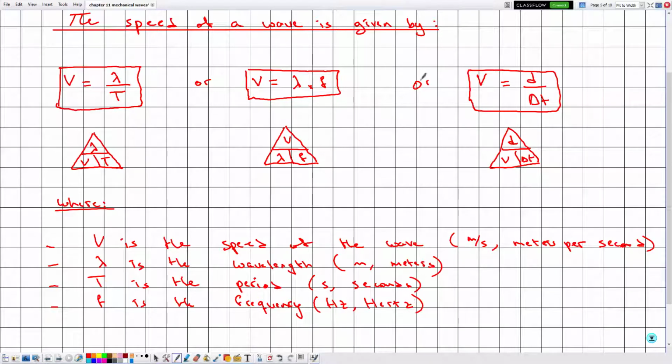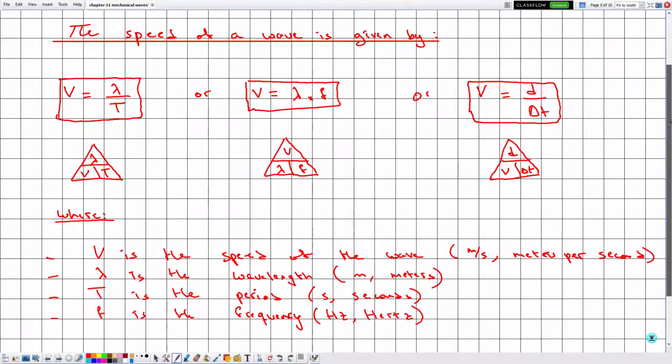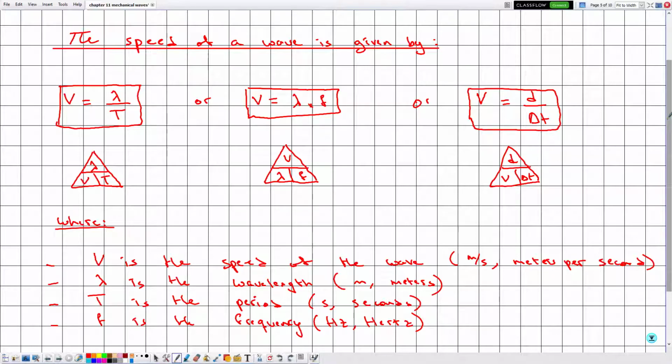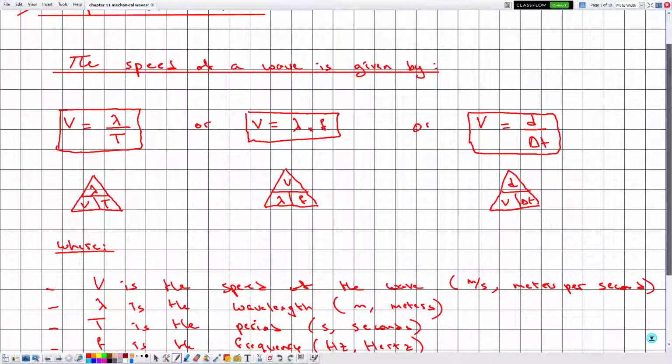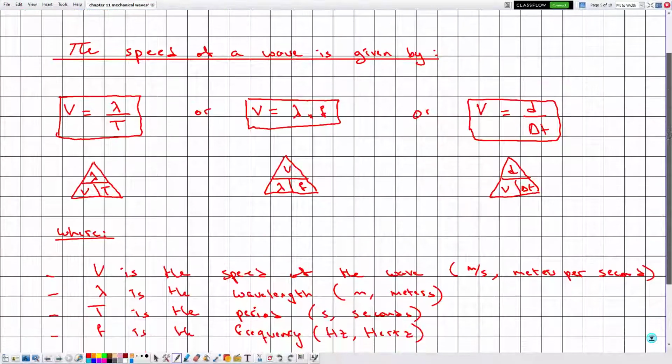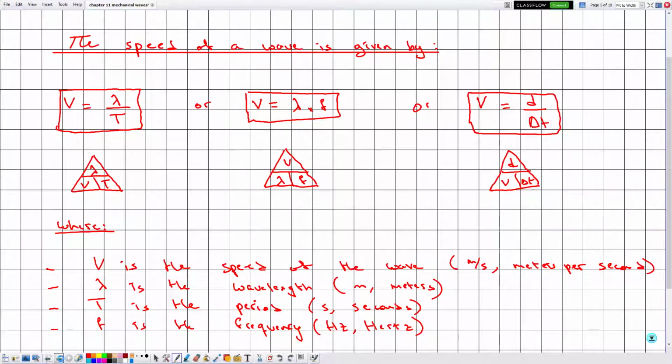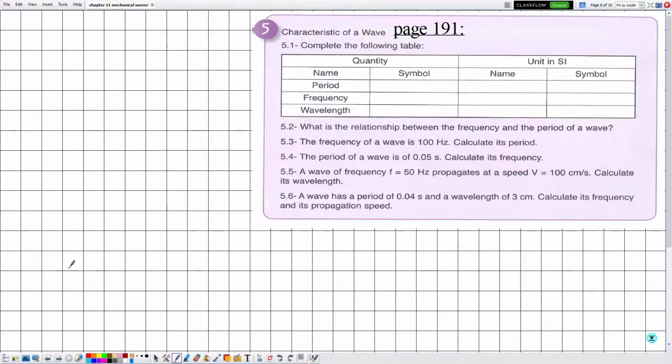Okay. And as for the final formula, which is v is equal to d divided by delta t, we are familiar with this formula from chapter 3. Now that we are done with the explanation of the chapter, we are going to solve exercises. Let me start with exercise number 5, page 191.